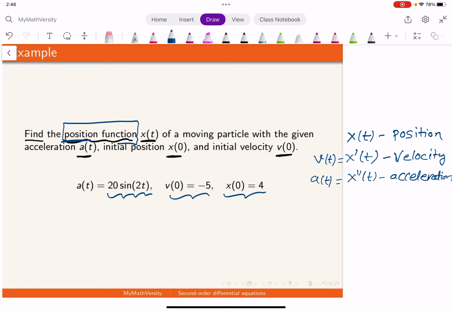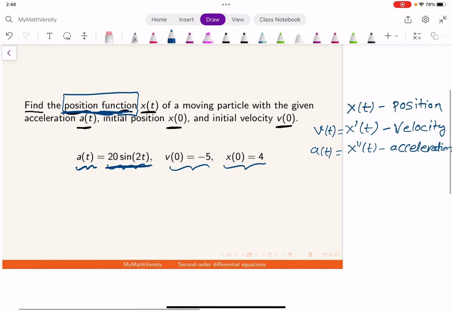If that is the case, to find the position function, we have been given the second order derivative of the position function, everything as a function of t. So we can maybe use repeated application of integration to solve this problem. Okay, so let's try this.